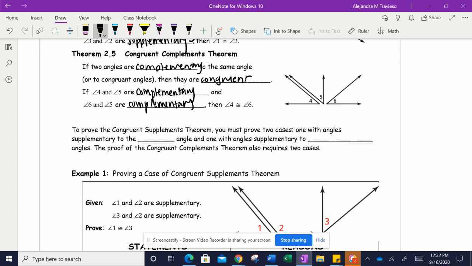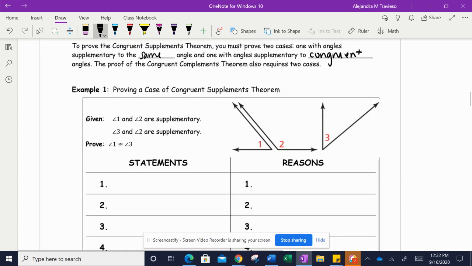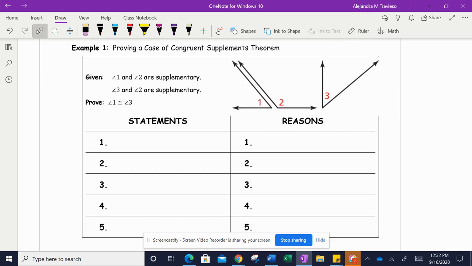To prove the congruent supplements theorem, you must prove two cases, one with angles supplementary to the same angle and one with angles supplementary to congruent angles. The proof of the congruent complements theorem also requires two cases. So example 1, proving a case of congruent supplements theorem. We're given that angle 1 and angle 2 are supplementary, so they add up to 180, and angle 3 and angle 2 are supplementary. We're proving that angle 1 is congruent to angle 3.